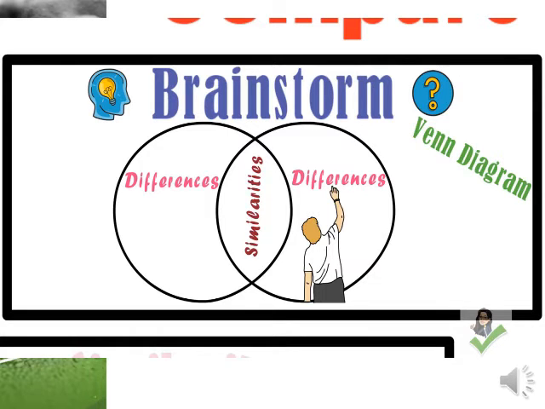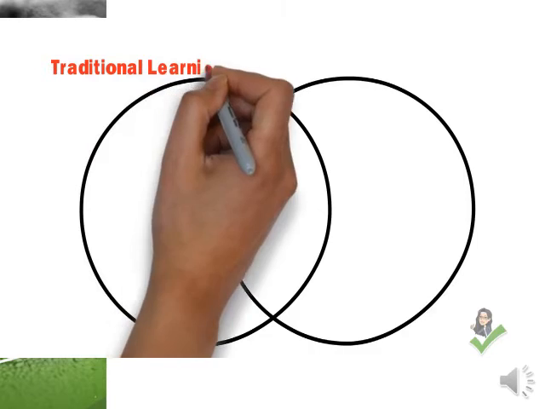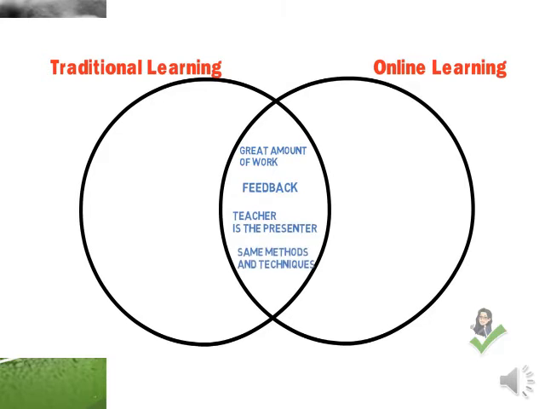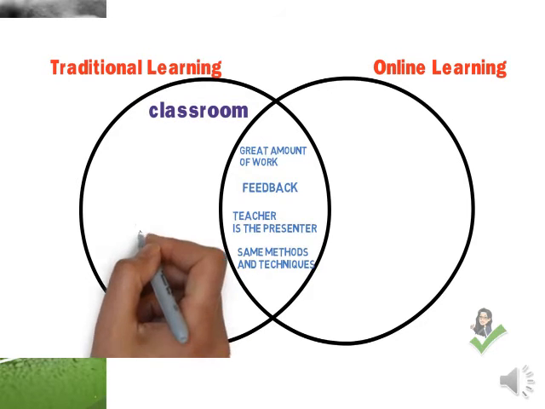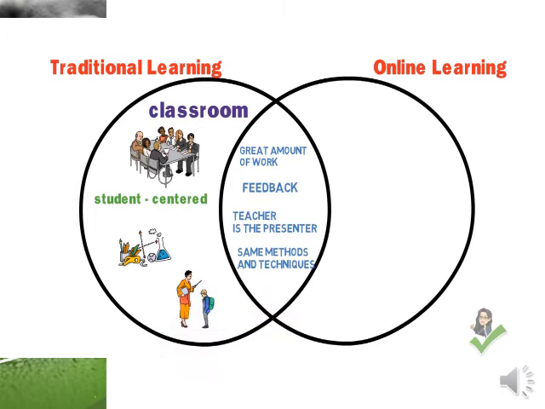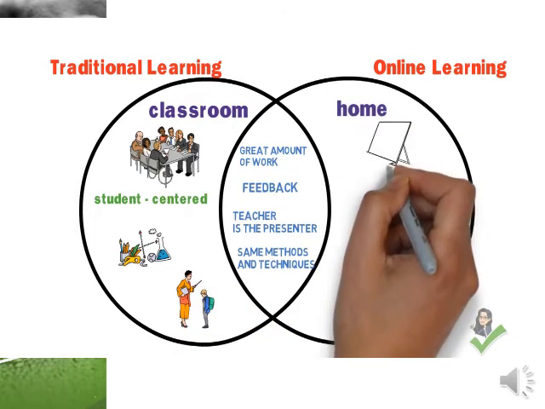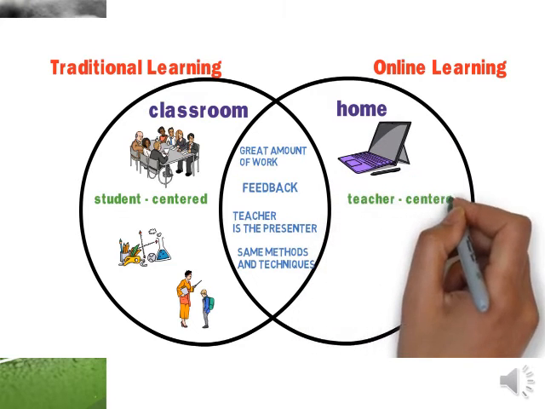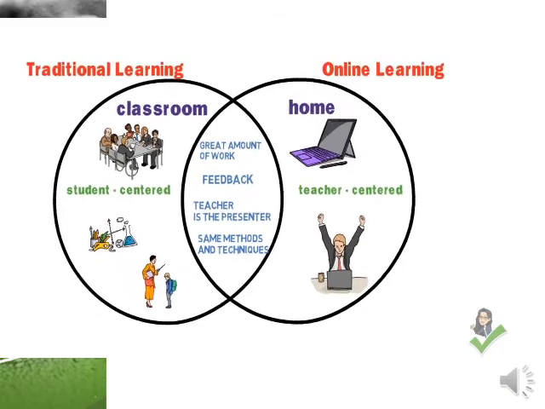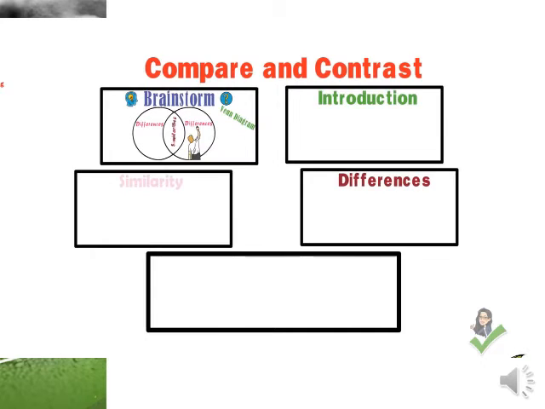For example, here is a Venn diagram that compares and contrasts traditional learning and online learning. They both require great amount of work. You can receive feedback in both environments, and the teacher is the presenter and uses the same methods and techniques. Now in traditional learning, students study in the classroom. They use arts and crafts, discuss different issues, and the teacher can be easily distracted by disruptive behavior. While in online learning, there's no face-to-face contact, it is teacher-centered, and students use applications and programs.